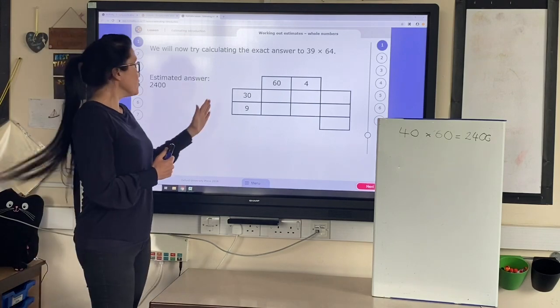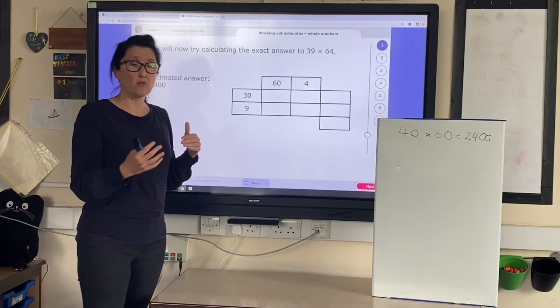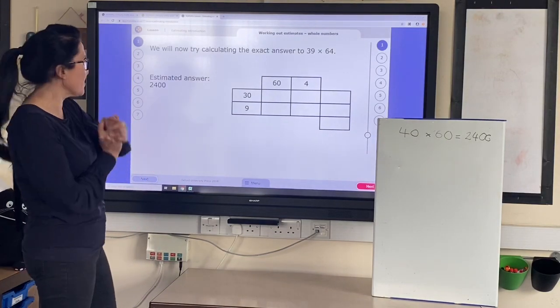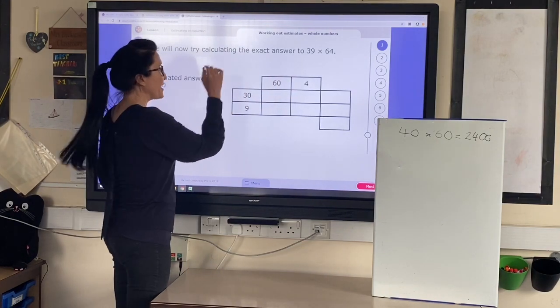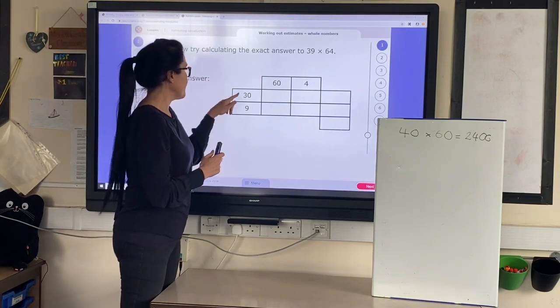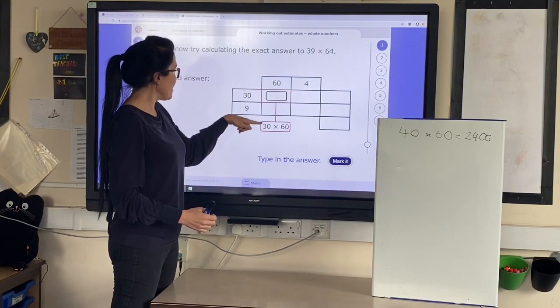Now if you've used the partitioning way before to chunk and multiply, then you might be familiar with this. If you've not, then listen really carefully to how this works. Once we've partitioned our two numbers that we're multiplying, we then start to multiply each section. So we say in this box here 30 times 60.